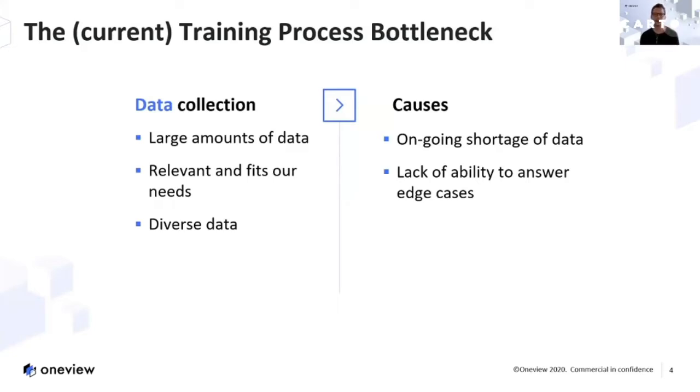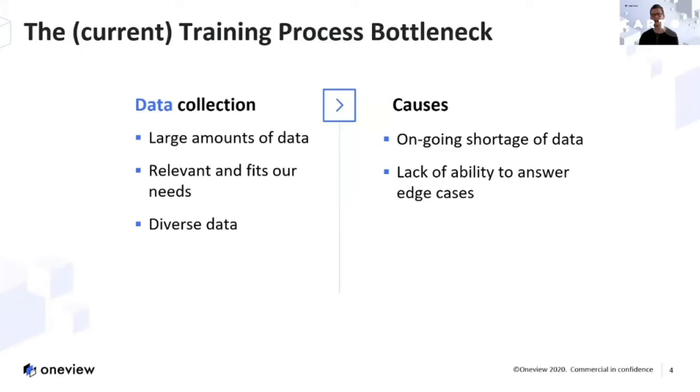Those 3 points, the large amounts of data, the relevancy of the data, and its diversity are leading to two major issues. The first one is the ongoing shortage of data. We are on a constant hunt for more and more data. Any change that might happen, if we want to utilize a new sensor, we want to add a new capability and detect a new type of object, is forcing us to repeat this process of the collection again and again.